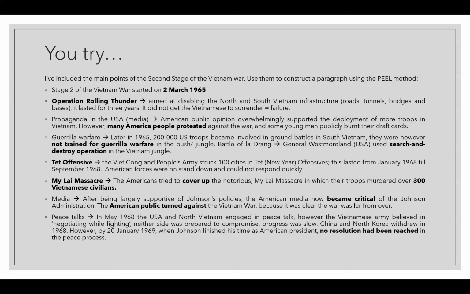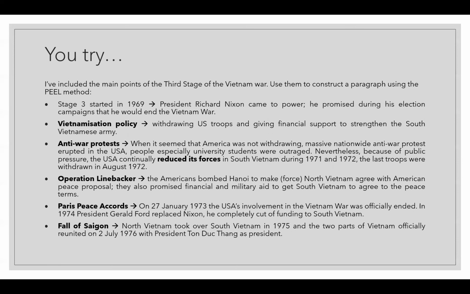So then we have the USA entering into peace talks because of this increasing pressure. However, the Vietnamese armies continued to negotiate while fighting, and neither side was prepared to compromise. Progress was slow. China and North Korea, however, withdrew in 1968. And by 1969, when Johnson finished his time as president, there was no resolution. So they were in peace talks, but they weren't able to get to a resolution, which means it's still going to continue into the 1970s.